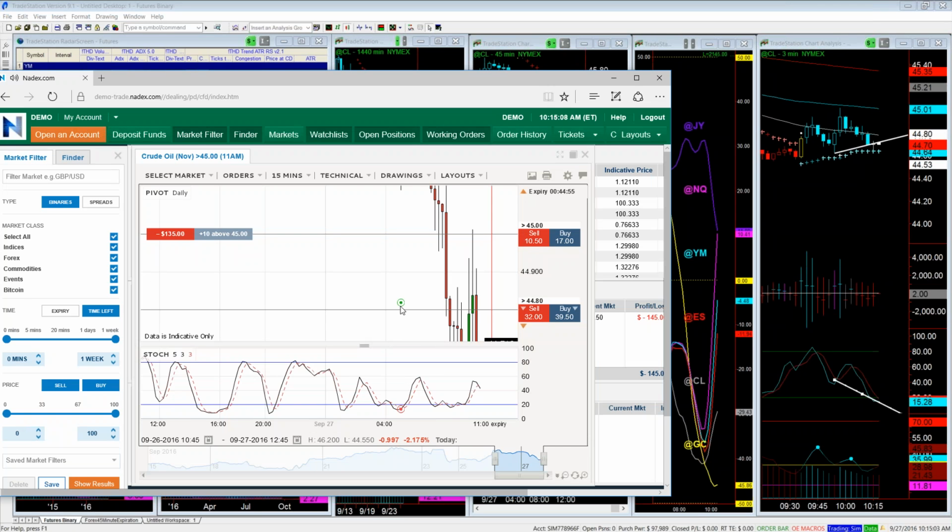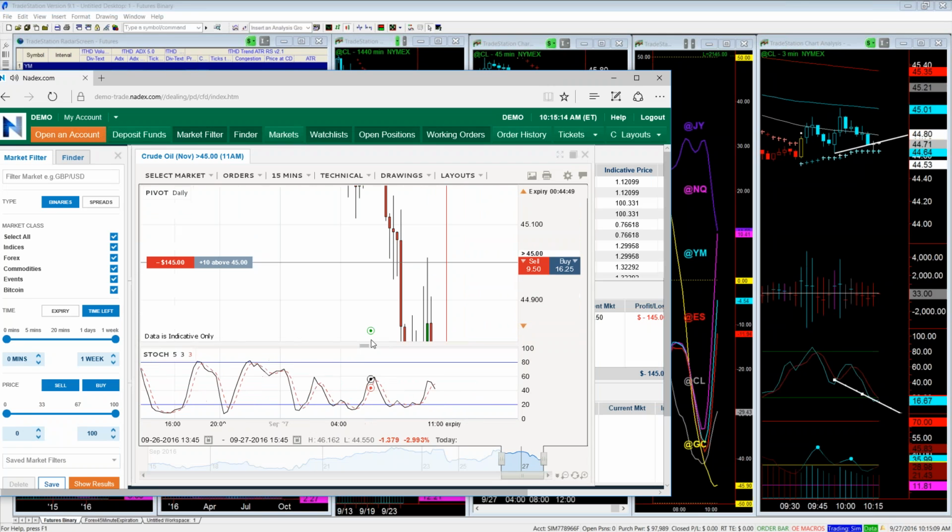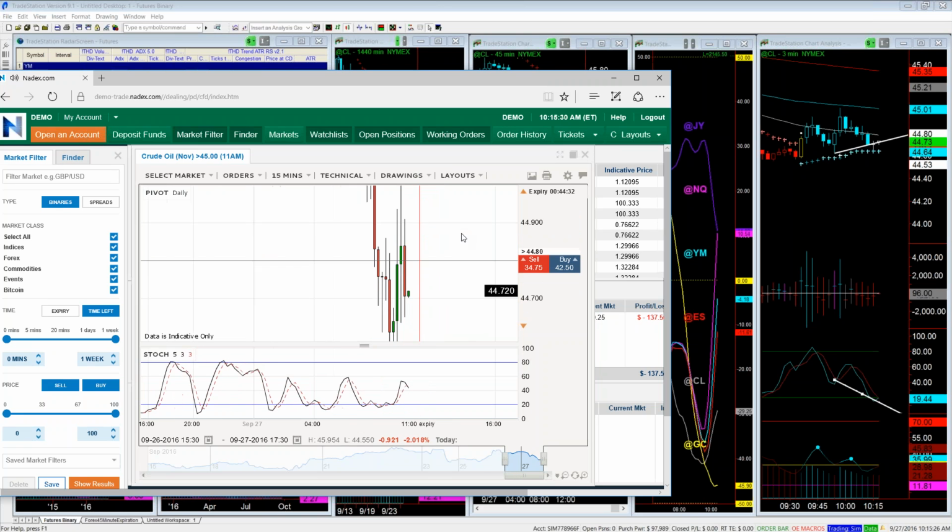And see, here's your problem, okay? Can this move from 44.70 back up to 45 before expiration? I don't know. It's like asking me, would it rain today? Maybe. About the same equivalent.